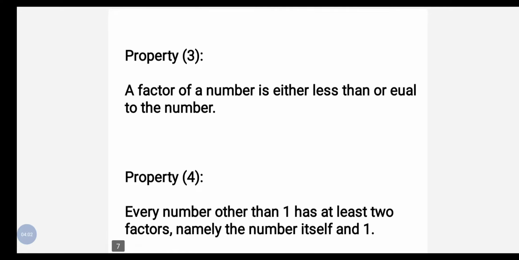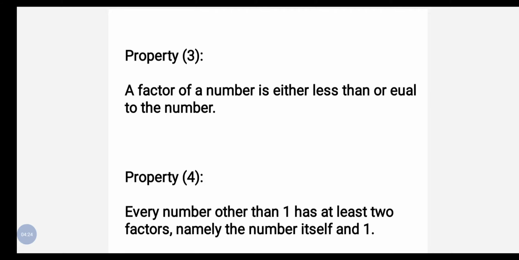The third property is that a factor of a number is either less than or equal to the number. Means a factor of a number is never greater than the given number. It is always less than that number or equal to the given number.